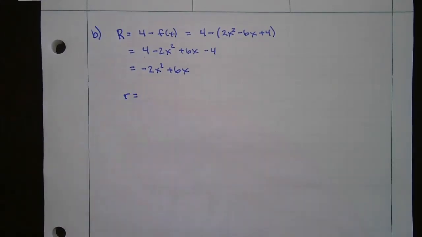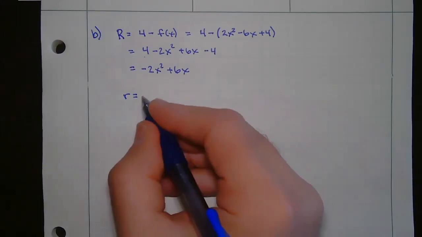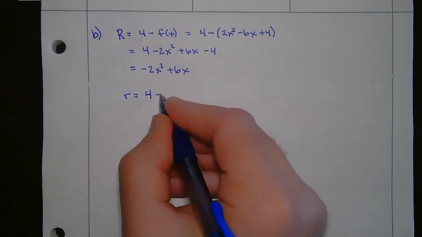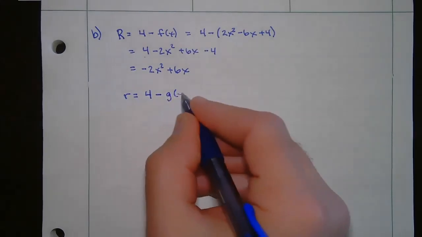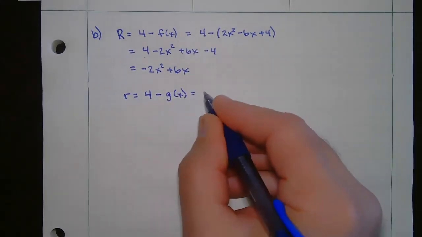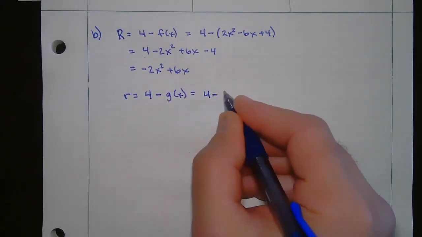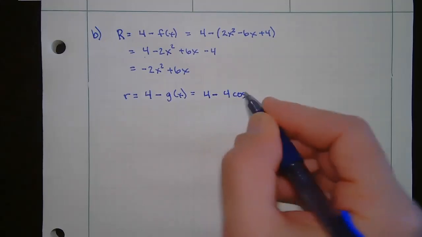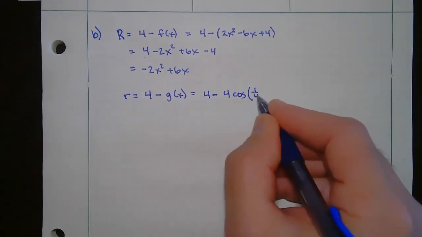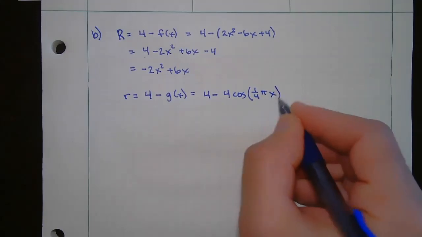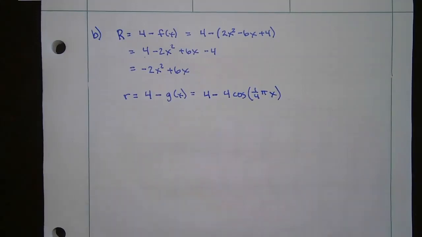What's little r? Okay, so that is the top curve, which is 4, right? And then minus g of x. So that'd be 4 minus 4 cosine of 1/4 pi x. And there's nothing you can do to combine that, so that's it. That's our little r, okay?